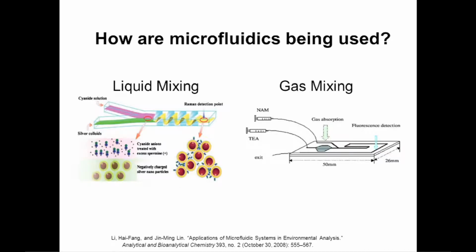Microfluidics can be used for both liquid and gas mixing. The figure on the left-hand side shows two solutions mixing in the blue and yellow region. This is known as an alligator teeth design. The figure on the right shows gas mixing, where gas comes in and is absorbed into a liquid to be detected later. This can be used for atmospheric testing.